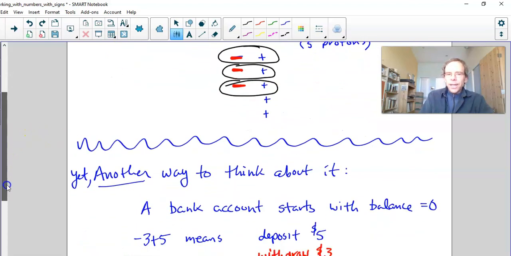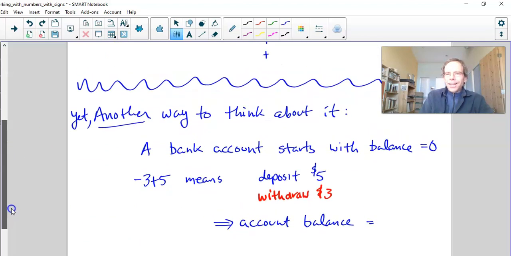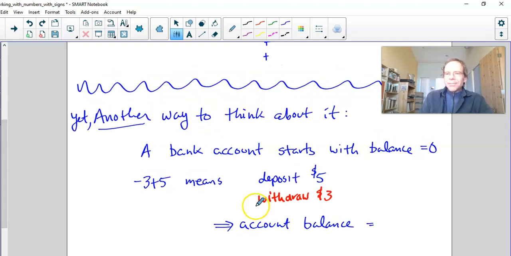Everything else balances out. Another way to think about it, this is sort of a classic way to think about it: you've got a bank account where the balance is 0. And you deposit $5 and you withdraw $3. What's the account balance? Well, the account balance is going to be $2.